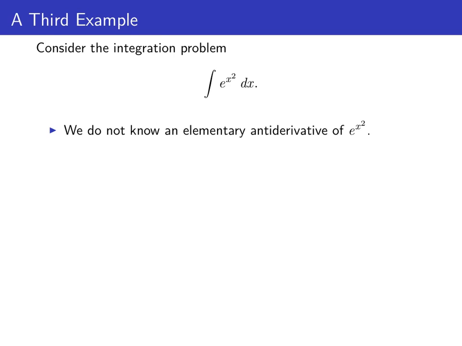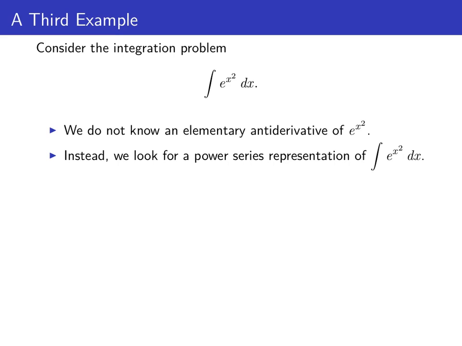Let's look at one more example. Suppose we want to integrate e to the x squared dx. One of the problems is we don't know an elementary antiderivative of e to the x squared. So instead, what we can do is look for a power series representation of the integral of e to the x squared dx. Now to start, we know that e to the x is the sum k goes from 0 to infinity, x to the k over k factorial, and this is valid for all real numbers x.